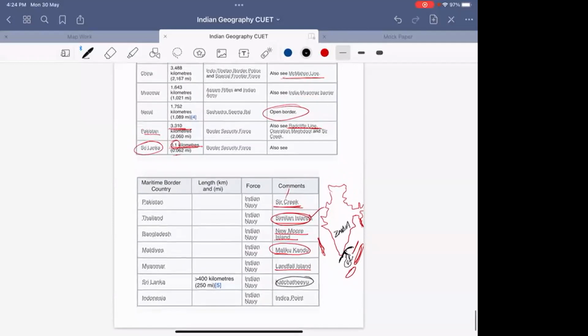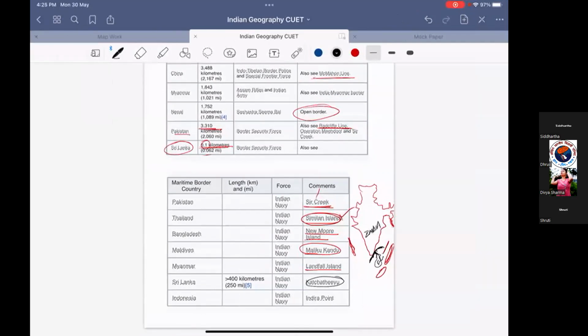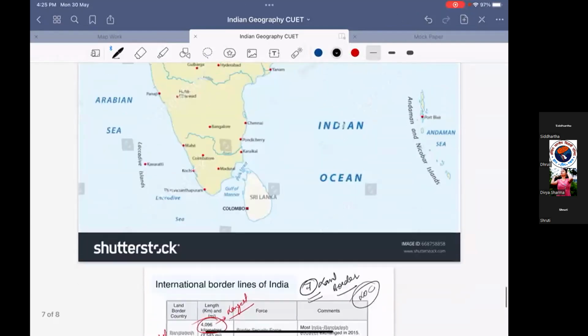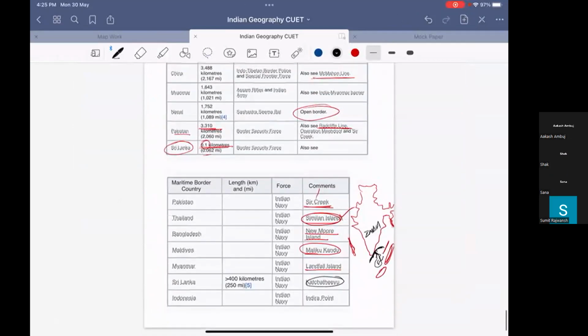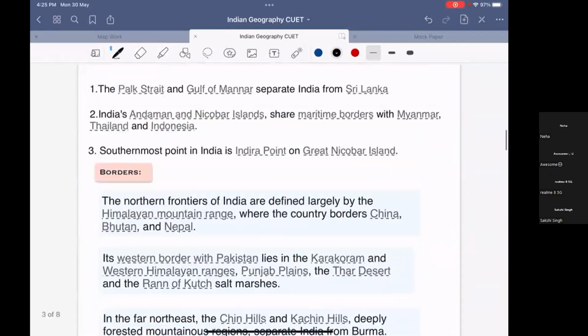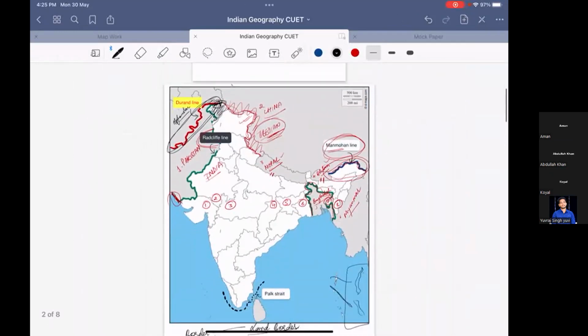Then Indonesia is there. Indonesia maritime border. The point that divides India with Indonesia is Indira Point. One more interesting fact about Indira Point is that Indira Point is the southernmost tip of India, you can say. Okay, so I hope the borders are clear.